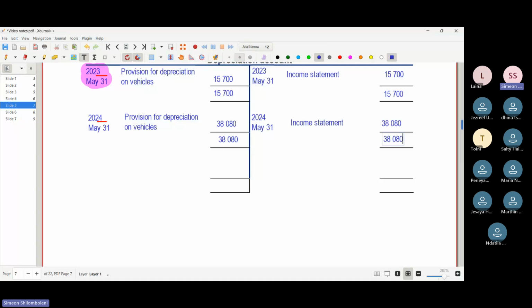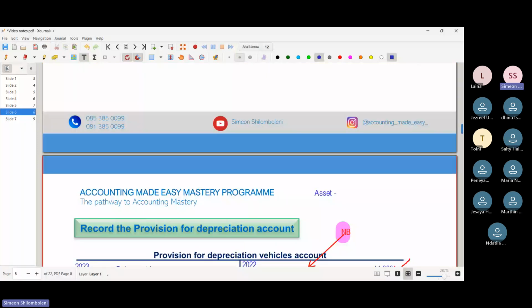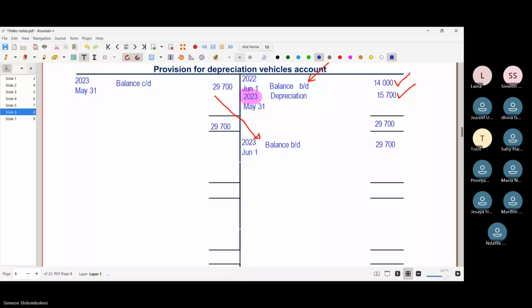Okay, next. You record in the provision for depreciation on vehicles account. We come to the provision for depreciation. Now I'm just going to wait on you until we finish, because I've already given you all the guidelines.